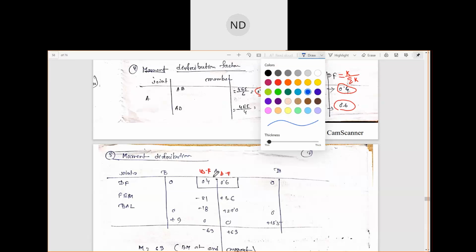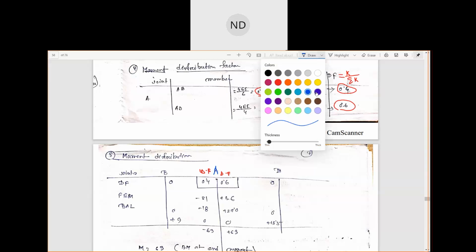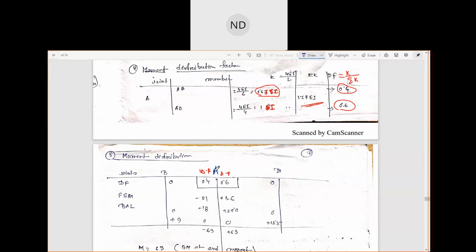This is your A point. This is your B, or the other way, either way you can keep the B this side and D this side. So this is your D. So the distribution factors we know.